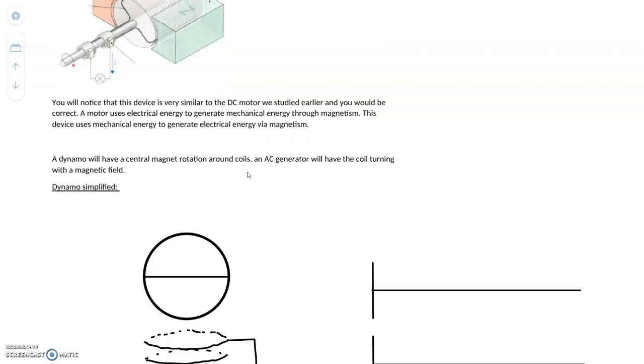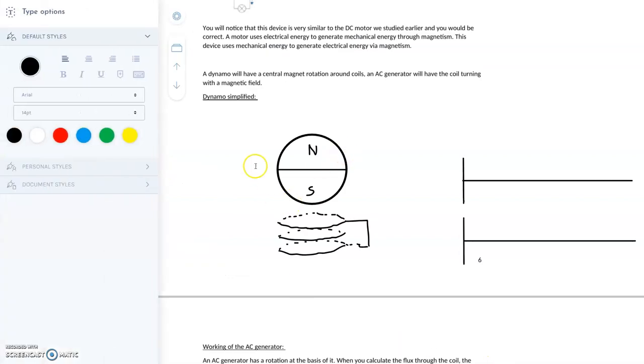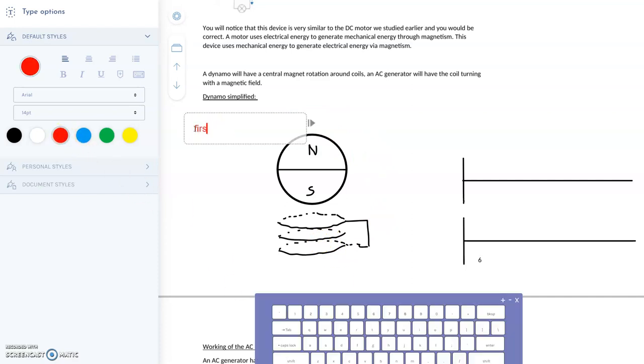Now, in order to explain what happens, I've simplified it a bit, and I've decided to make it the magnet that turns around in my schematic here. If you have your magnet turning around, and one side of your magnet is considered the north pole, the other the south pole, let's say you start turning this clockwise. In this first 180 degrees of a clockwise rotation, I'm going to show you what happens.